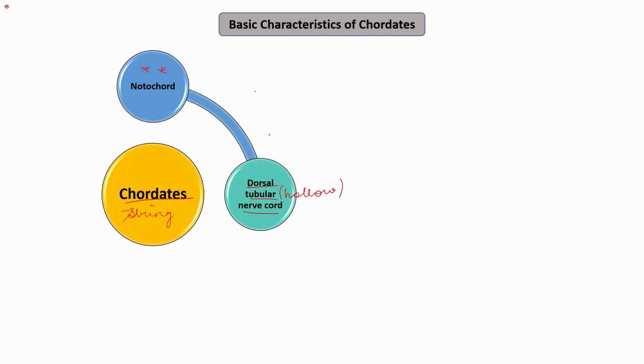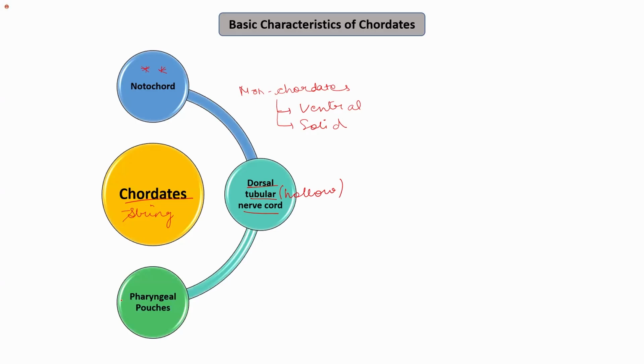While if we see the nerve cord in the non-chordates, in non-chordates it is the ventral and solid nerve cord. So in non-chordates, if a nervous system is present, it is usually ventral and it has a solid nerve cord.